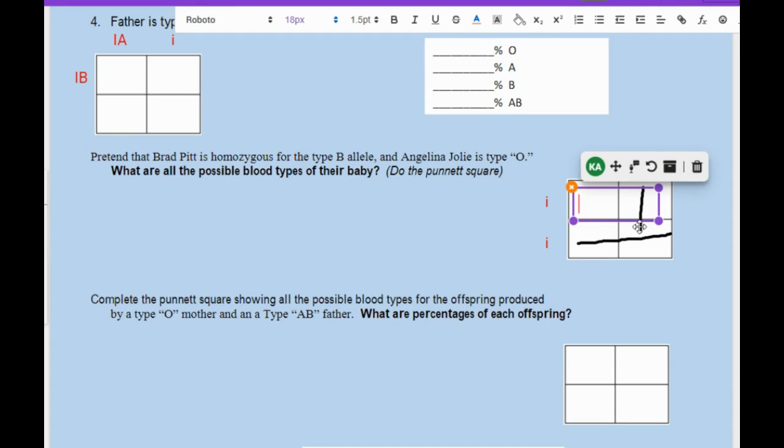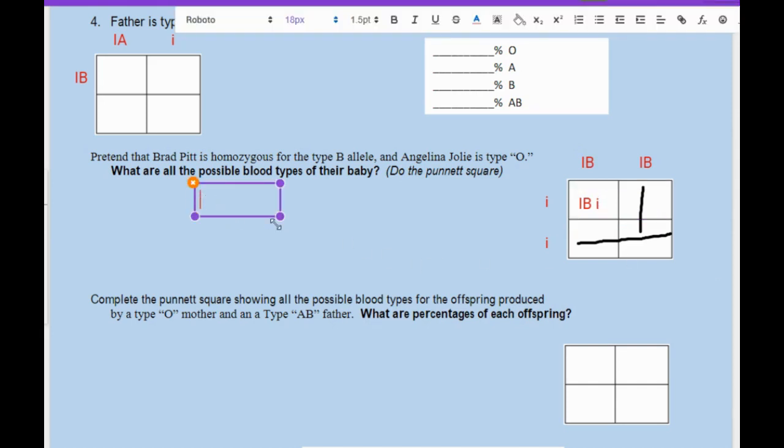1 out of 1 is the same as 4 out of 4. It's 100%. Big I B from Dad and little i from Angelina Jolie. So what are their kids going to be? All of them. 100% of their kids will be type B. Because remember, O is recessive. So you have a B allele in the type O. You have type B blood.